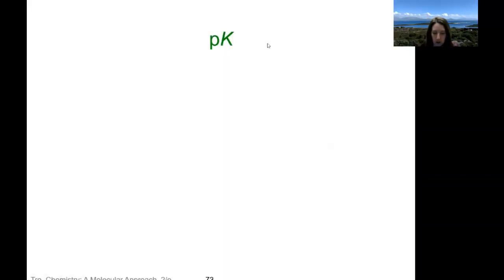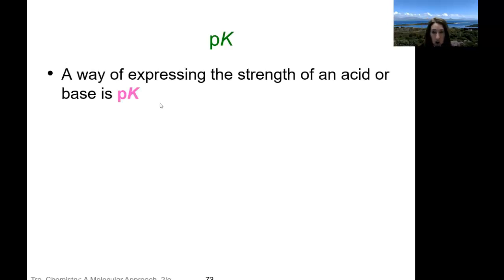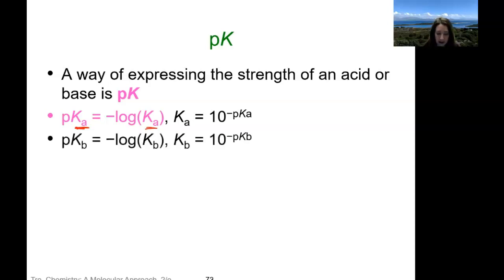So first we're going to learn about pK. Now remember what I said about p: p is the negative log of whatever's after it. So pK means negative log of K, right? And in this case, we're talking about acids and bases. So pKa is the negative log of the Ka. Again, K is K is K. We just put an A after it because it's an acid. Kb, again, K is K is K. We just say B because we're talking about a base, right?